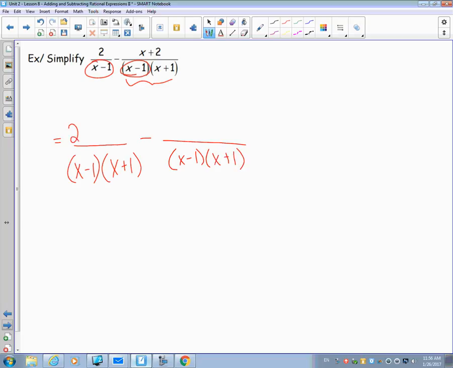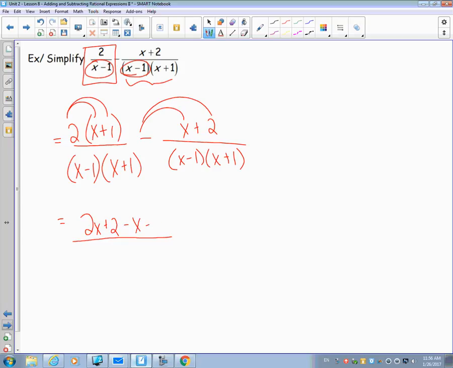Whatever I do to the bottom, I've got to do to the top. So the first fraction only had x minus 1, it needs the x plus 1. The second one is fine. I want to make a single fraction, so we're going to expand 2x plus 2. And here we're going to expand negative x minus 2 into my common denominator. And then we're going to collect. On top, we'll get x, and that's it. And on the bottom, x minus 1 and x plus 1. Restrictions: x can't be 1 or negative 1, because both of those will make the bottom equal 0.